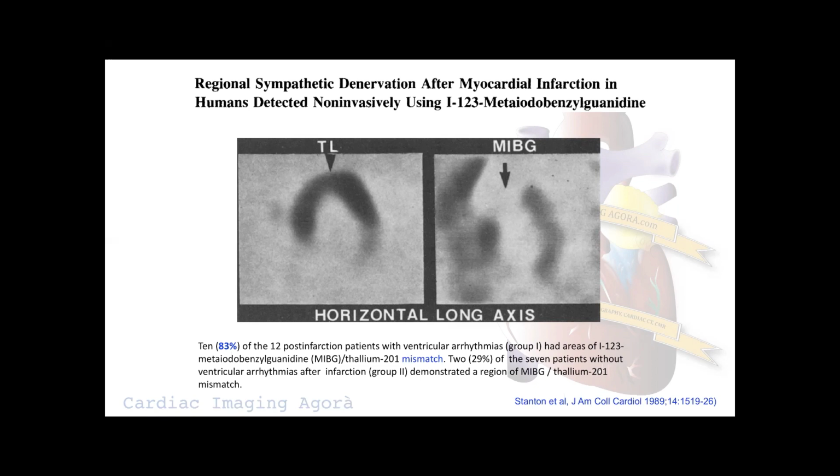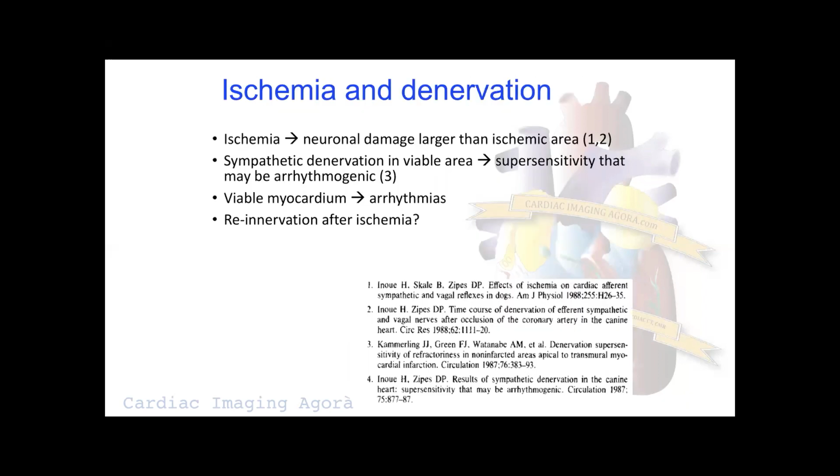So what does it mean? It does mean that in presence of a viable tissue, you have a lot of norepinephrine, so you have a lot of arrhythmogenic stimulus, so you have the possibility to have arrhythmias. So in this condition, the mismatch between innervation and viability is the demonstration that the risk of arrhythmias is increased.